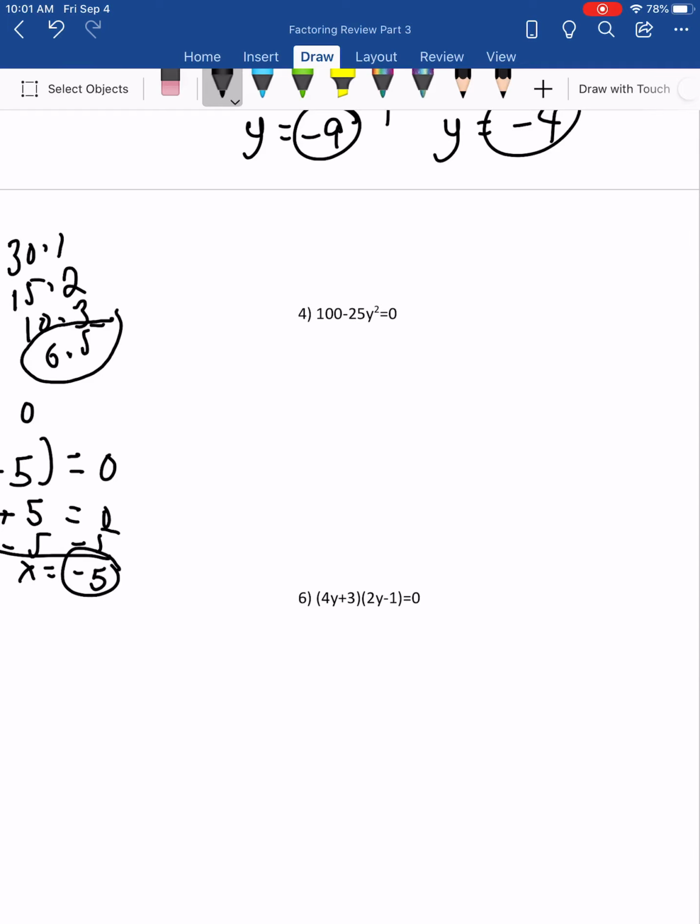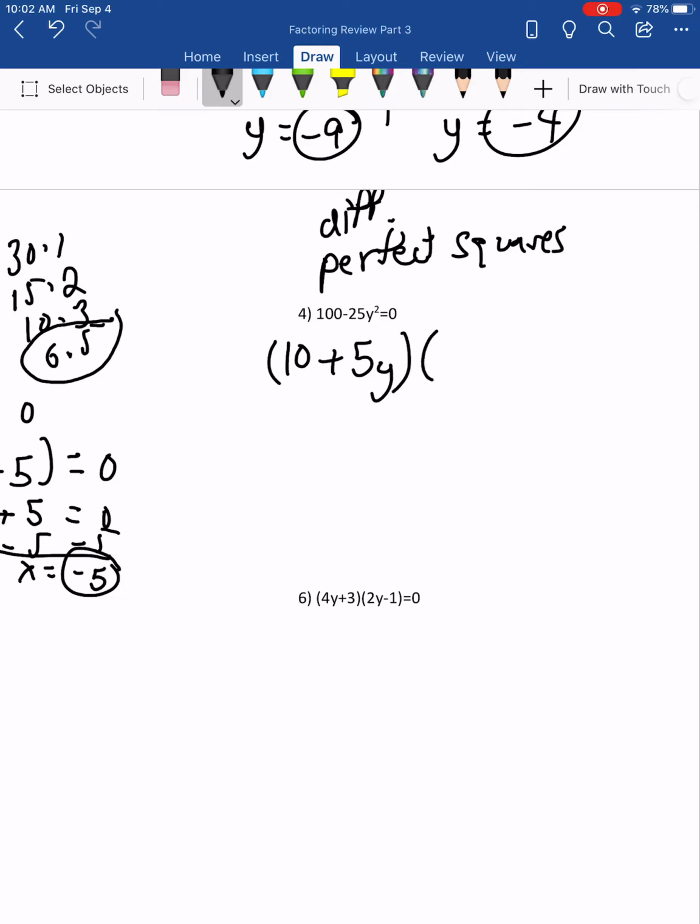Okay, number 4, excuse me. Number 4, we only have 2 terms, but you should notice that this looks like what we did today, right, with difference of perfect squares. Okay, so it's already set equal to 0, so we only have to factor. So that's going to be 10 plus 5y, 10 minus 5y equals 0, right?